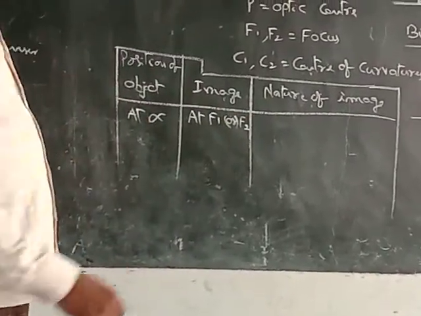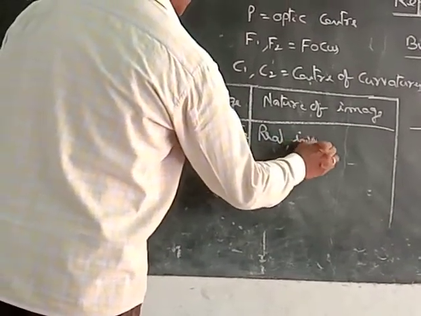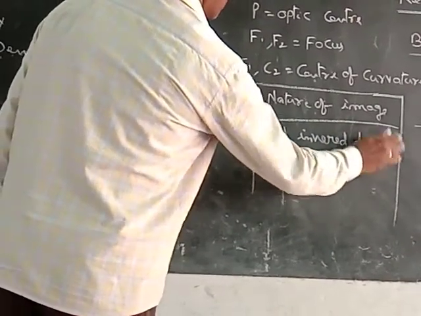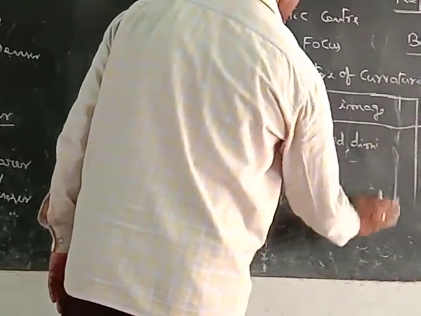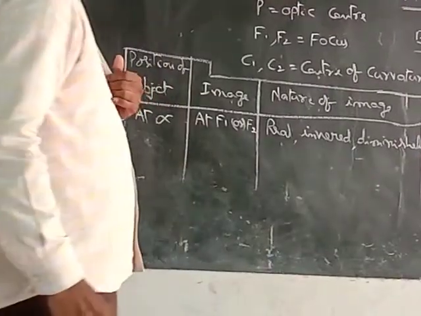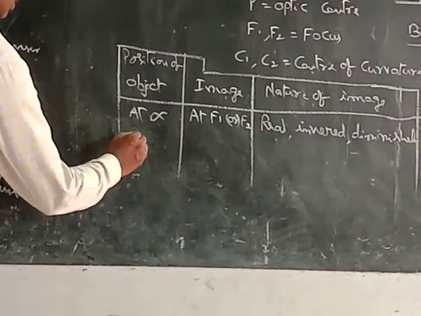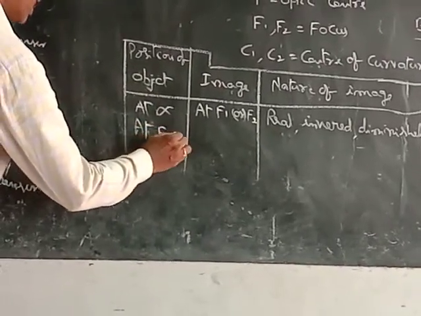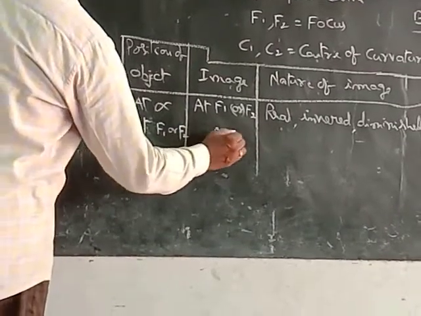What is the nature of image? Real, inverted, diminished. The image formed is real, inverted and diminished. Suppose object at F1 or F2, image formed at infinity.